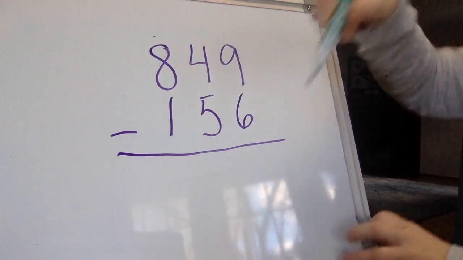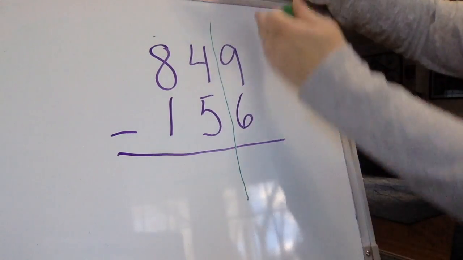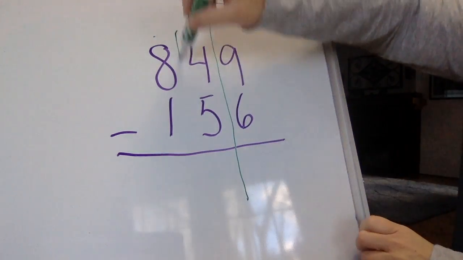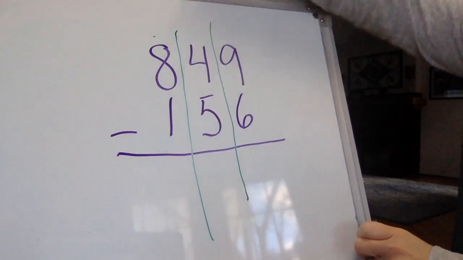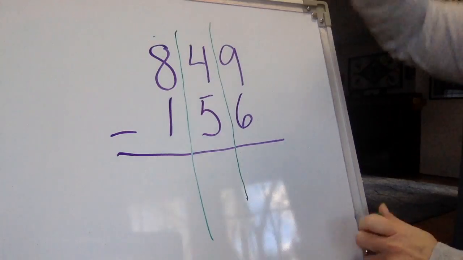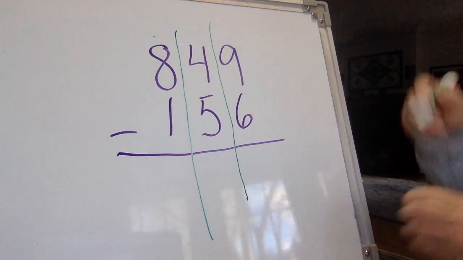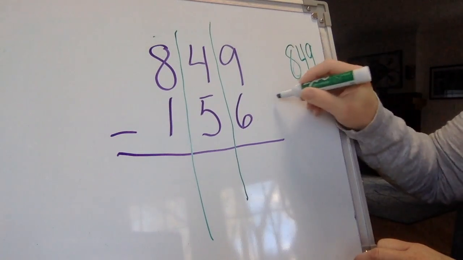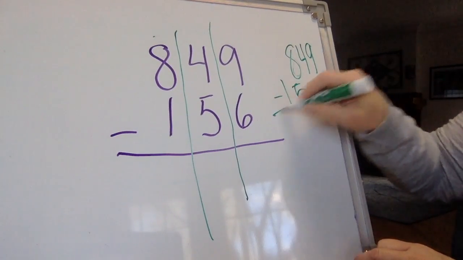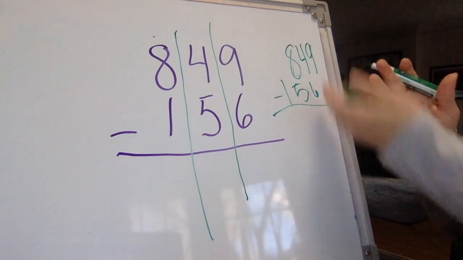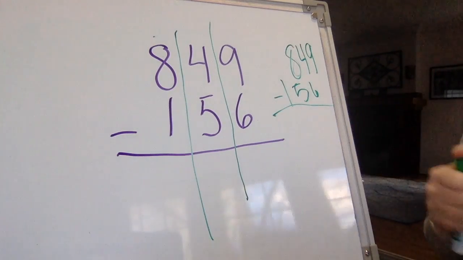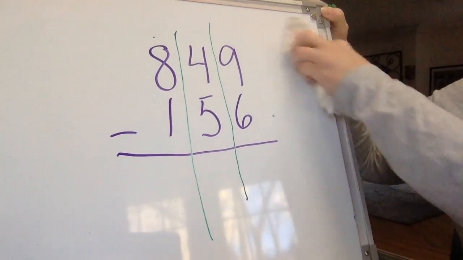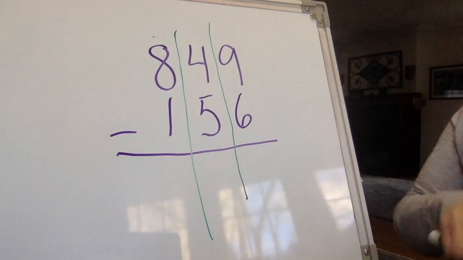So let me do this for you. I have my ones right on top of each other. I have my tens in a line on top of each other, and then I have my hundreds. Because if I wrote the problem like this, it's going to be wrong because I don't have my numbers lined up properly. You have to make sure you have your numbers lined up properly in your problem. Let's erase that.